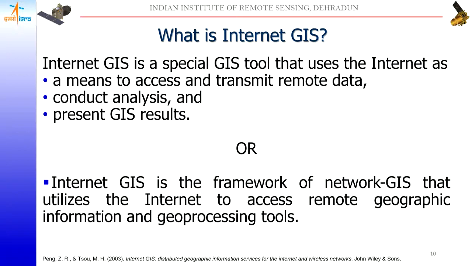So basically, Internet GIS is a spatial GIS tool that uses the Internet not only for accessing and presenting data, but also for conducting analysis. But the key difference here is that n number of people can use those kinds of applications, not only restricted to one user.